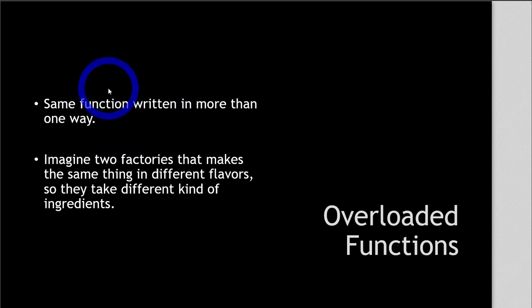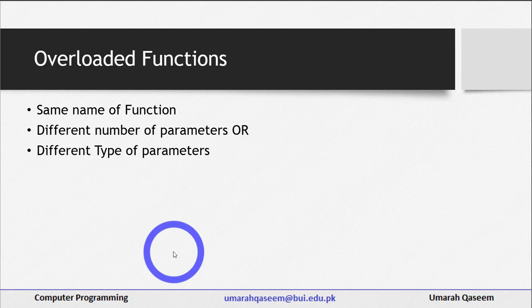To understand it, imagine two factories that make the same thing in different flavors. They will take different kinds of input or ingredients, but their main purpose is to make the same thing in different ways. Now let's look at them in more detail.